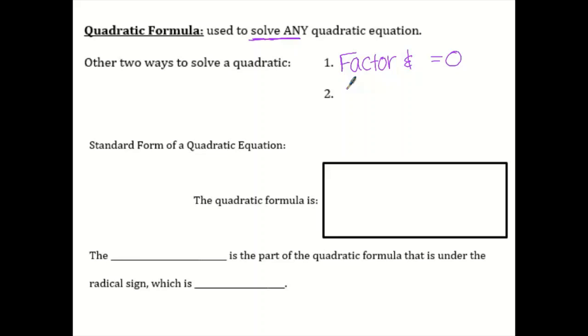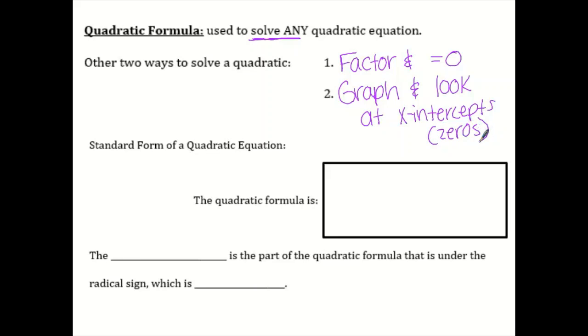In our last section, we actually graphed. We graphed the quadratic, and we looked at the x-intercepts. Okay, we actually called them zeros. Okay, or we had solutions. Okay, so we've looked at two ways.